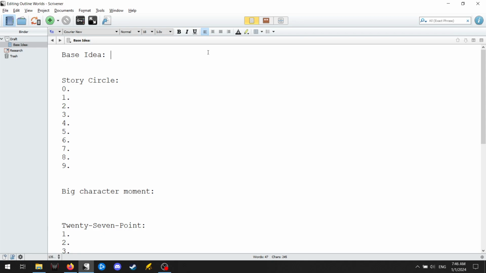So the base idea is something that I always start with. Like, what is my main starting point? So this base idea was lit RPG plus Sliders, with magic weapons slash skill trees.